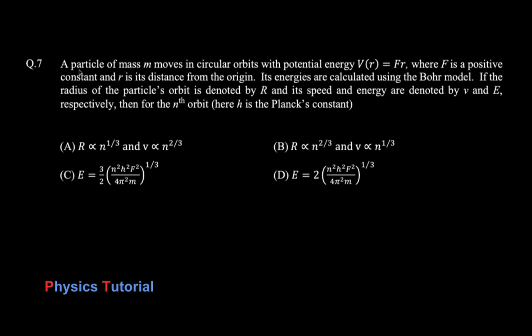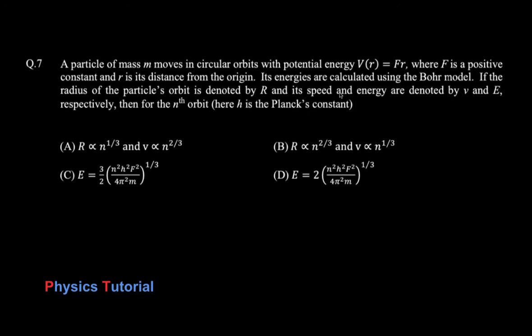Question number 7 of section 2. This question is from modern physics. A particle of mass m moves in a circular orbit with potential energy V(r) equal to F r, where F is the positive constant and r is the radius from the origin.